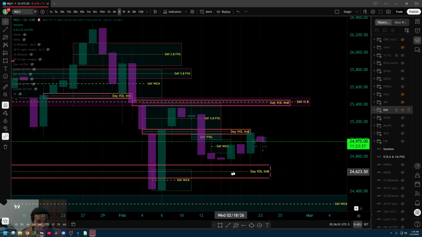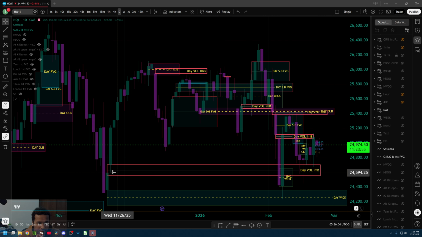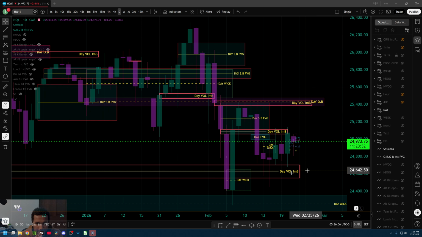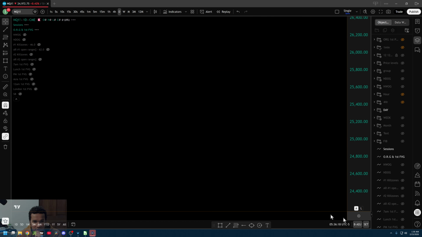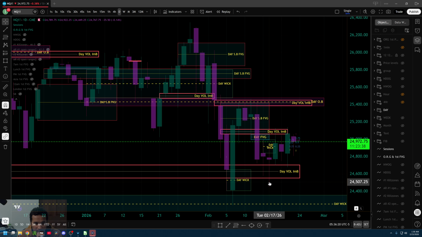Down here, daily volume imbalance from November. It's been respected quite nicely. This wick shows up if you change the settlement. Everything respecting it as well. Just messy back and forth, high resistance, price action on pretty much all the time frames. Difficult for everybody.